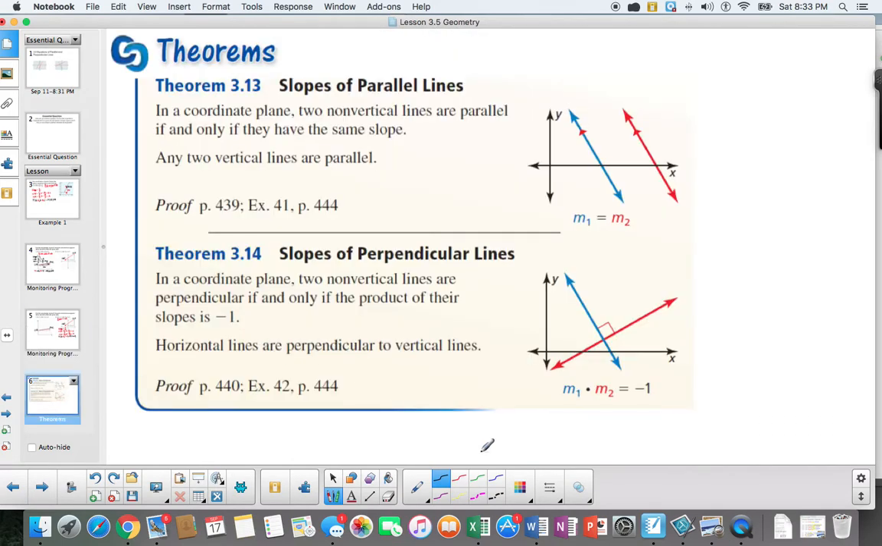Okay, so let's take a look at these two theorems, slopes of parallel lines and slopes of perpendicular lines. Parallel lines: two non-vertical lines are parallel if and only if they have the same slope. If they happen to be both vertical, vertical means the slope is undefined, and they're both undefined, which makes vertical lines parallel. Slopes of perpendicular lines: two non-vertical lines are perpendicular if and only if the product of their slopes is -1. Some teachers teach that the slopes are opposite reciprocals.